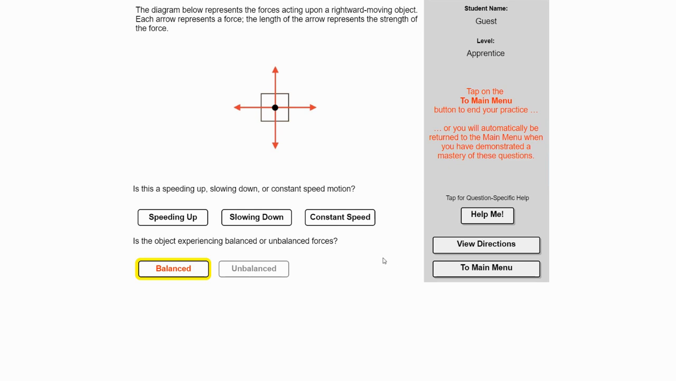So you can be moving at a constant speed in a straight line. You don't have to be speeding up or slowing down. So balance means either the object's going to be chilling at rest or at a constant speed in a straight line. It's not going to change its motion.